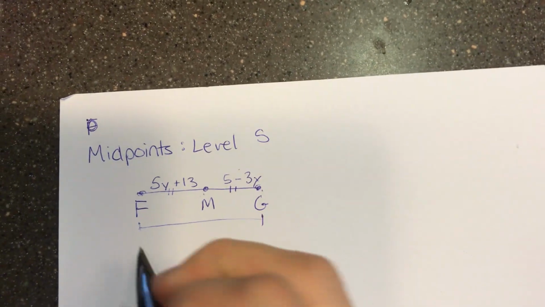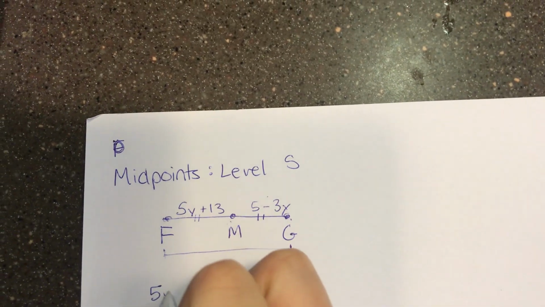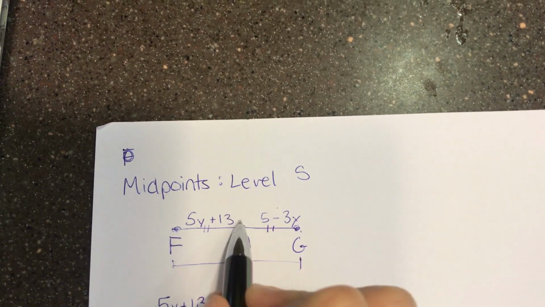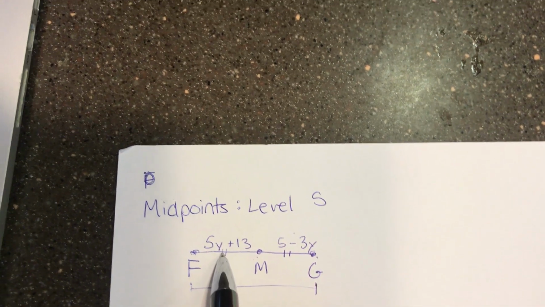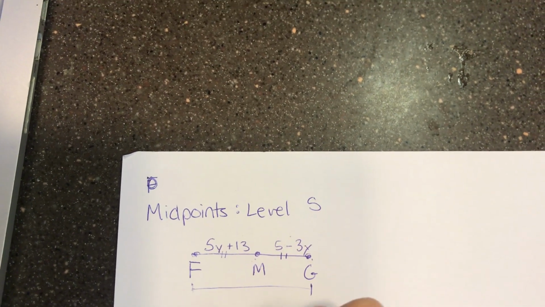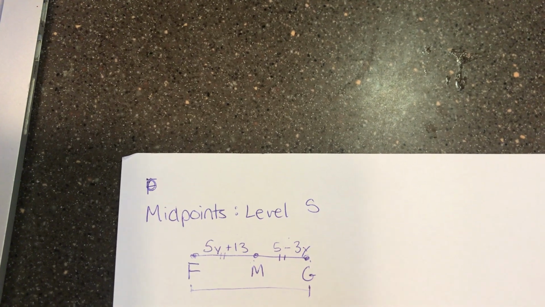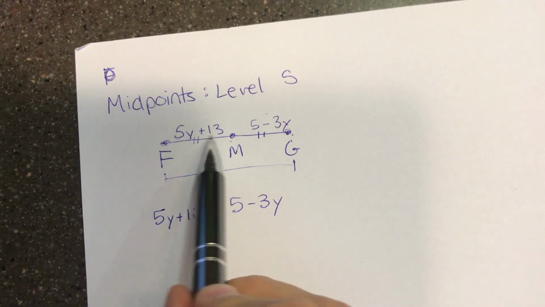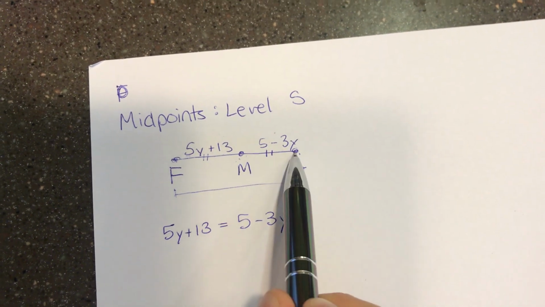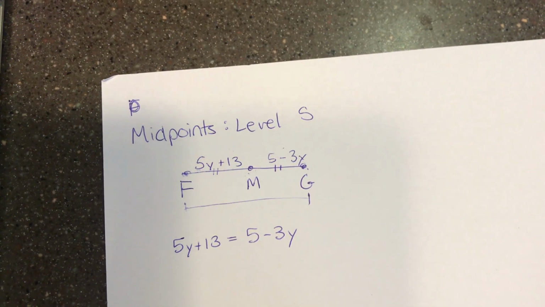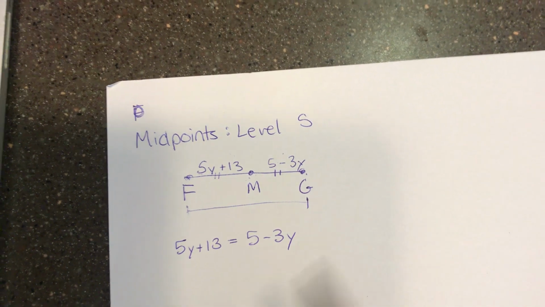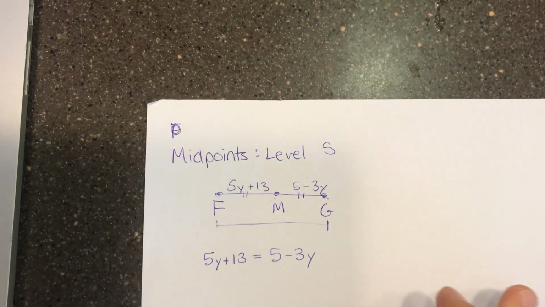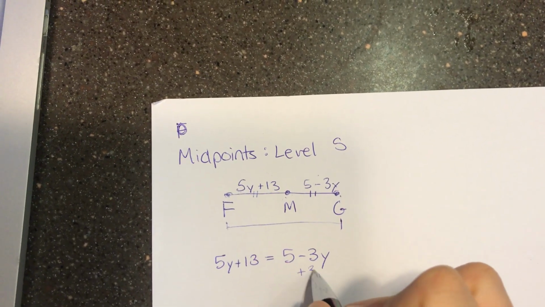So we can actually say 5y plus 13 is equal to 5 minus 3y. So this line segment is equal to this line segment because M is their midpoint. Okay, so I set them equal to each other. We combine like terms.